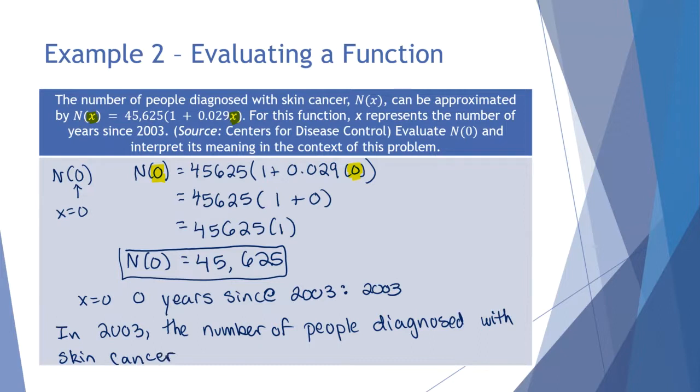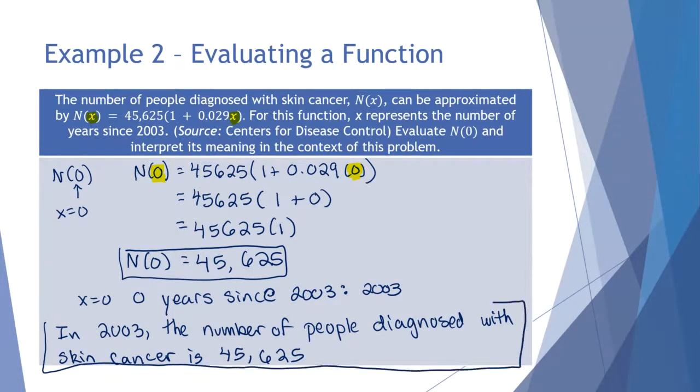The problem is telling us all of this. And then, okay, what is the result? What is the output? So in 2003, our number came out to be 45,625. That means the number of people diagnosed with skin cancer is 45,625. So that is what this means in context. You have to give it context so that your numbers mean something. We're saying, okay, in this year, this is how many people were diagnosed with skin cancer.